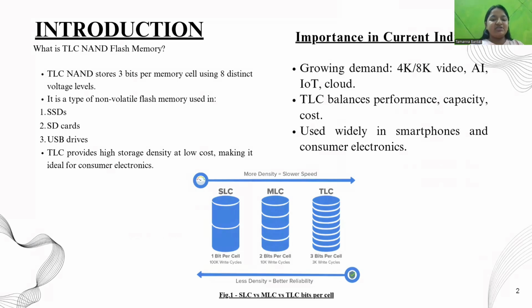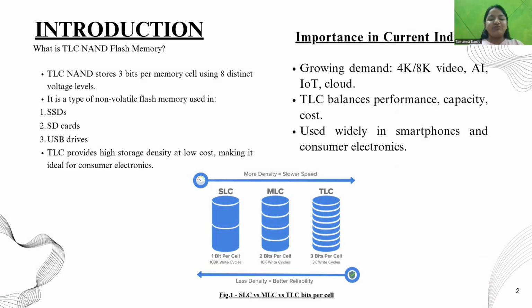So TLC NAND stands for triple level cell NAND flash. It stores 3 bits per cell by using 8 distinct voltage levels. This makes it a non-volatile and high-density storage technology commonly used in SSDs, SD cards, and USB drives. The main reason TLC is so widely used is because of its low cost per GB and large storage capacity.